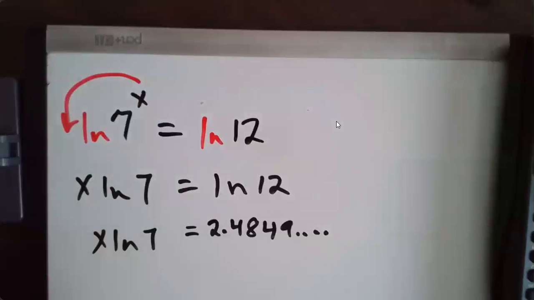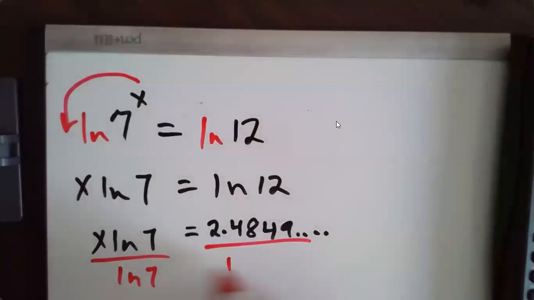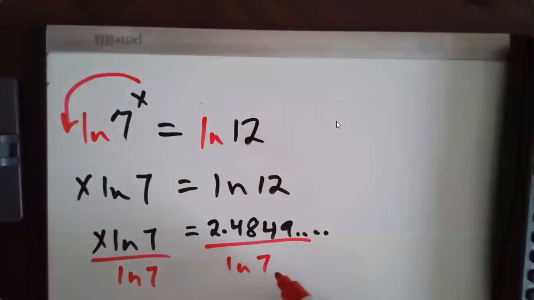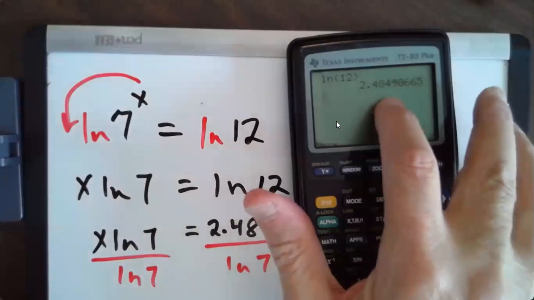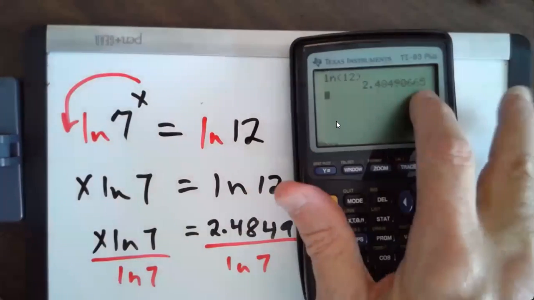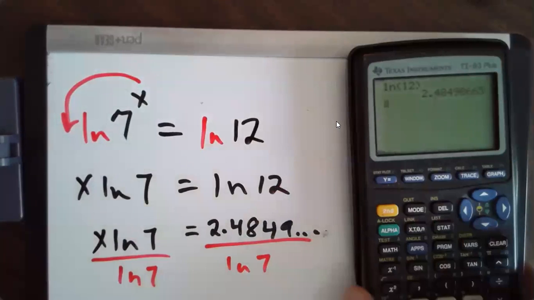Now we just solve for x. So we divide both sides by natural log 7. On the calculator, we leave this number here. We don't clear it, because if this is rounded off too much too soon, you're going to get an inaccurate answer. So we just leave it.